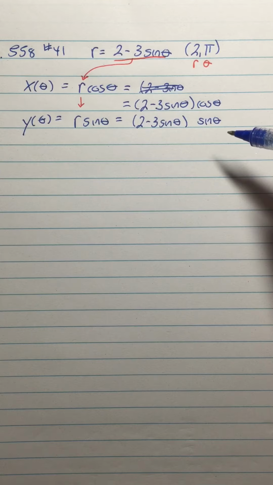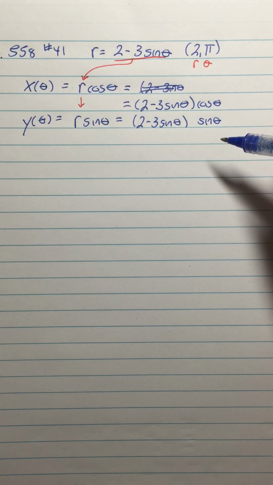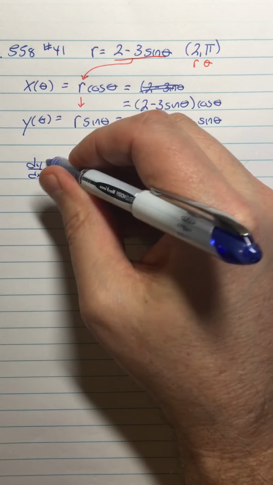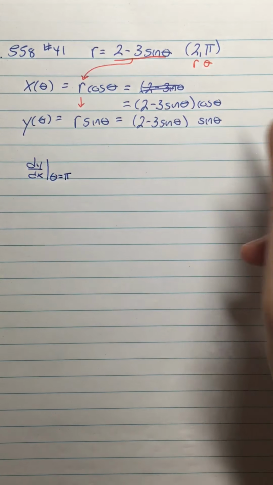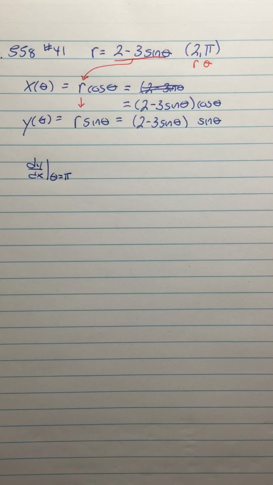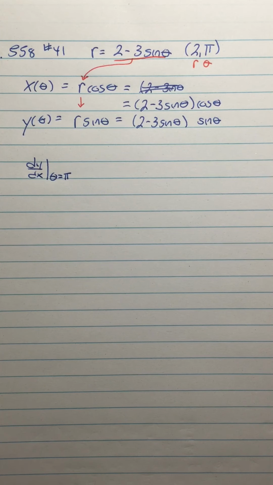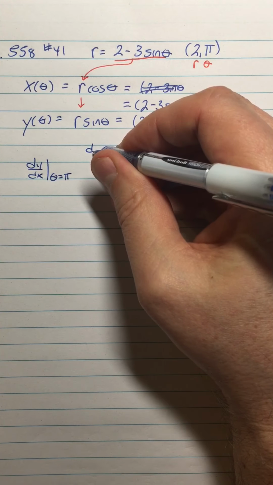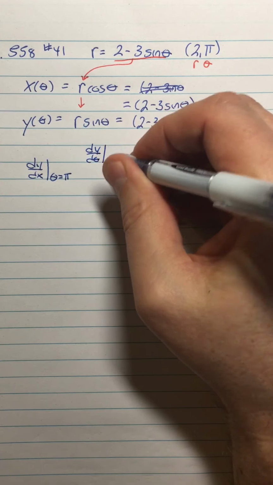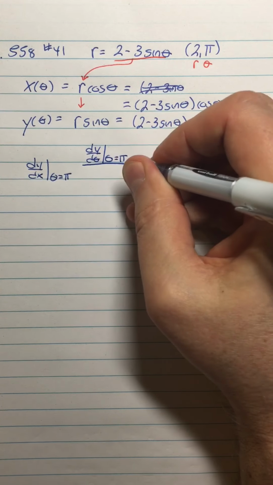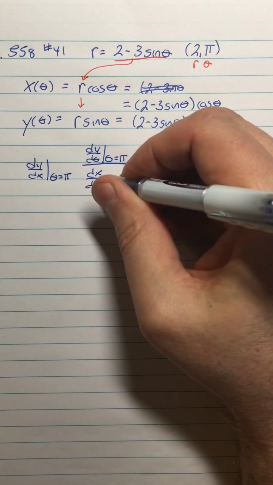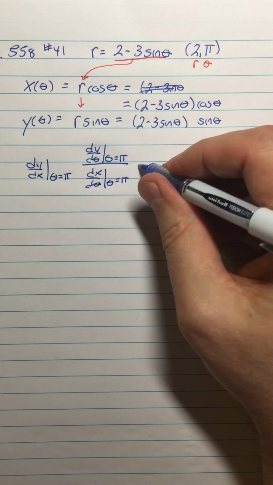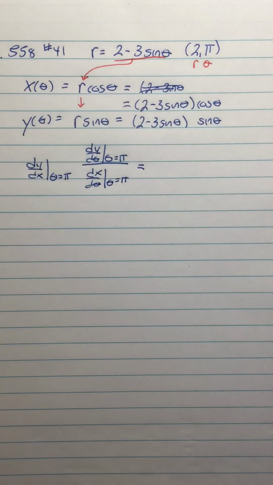So here's where you want to watch what we're going to do. I want dy dx at theta equals pi. That's what this part of the question is asking you for. They're actually asking for 4 different slopes. This is one of them. So I'm going to say that equals dy d theta at theta equals pi over dx d theta at theta equals pi. And then I'm not even going to figure out what those derivatives are.